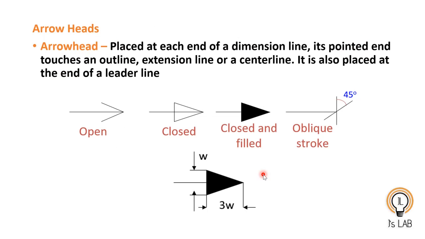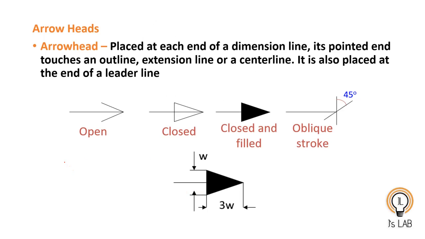Next, about arrowhead. Just now we have seen arrowhead. This is an open arrowhead, this is a closed arrowhead, a closed and filled arrowhead, and in some cases an oblique stroke is also provided. In most cases the closed and filled one is preferred, and there is a rule, it should be 1:3. This length should be 3 times the width. Not exactly, but you should practice in that way.